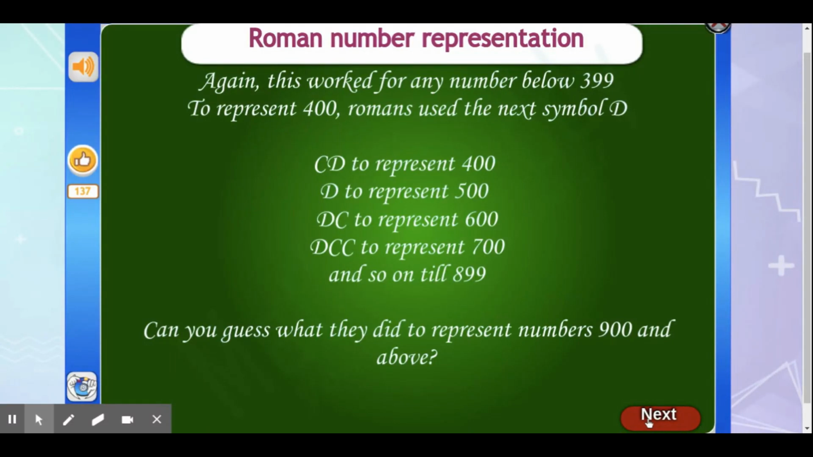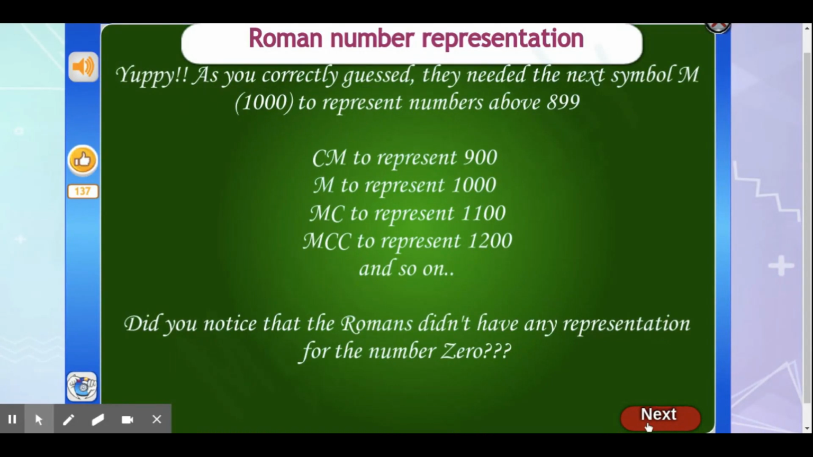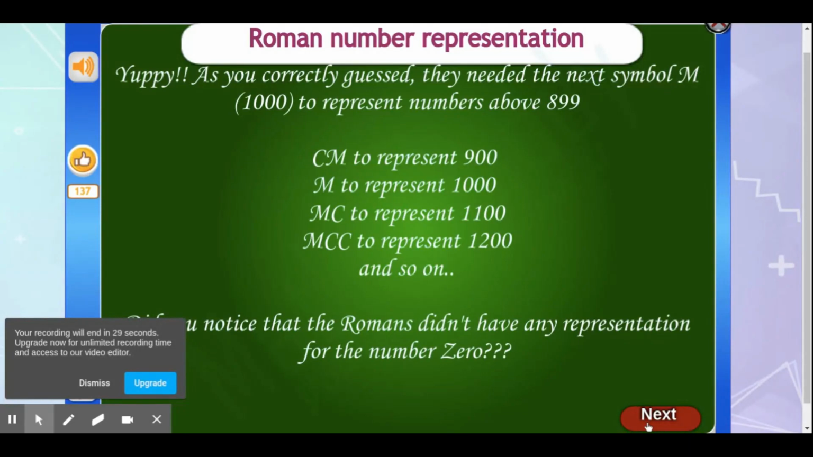The minute you get into 400, you get into the next Roman numeral D, which is representing 500. So you use C followed by a D to get 400. D will follow 500. DC will represent 600, and so on, right? Till you get 900. When you want 900, you go to the next Roman numeral, which is M. M represents 1000. So if you put a C followed by an M, that will represent 900. And then you keep going on and on like this, right?